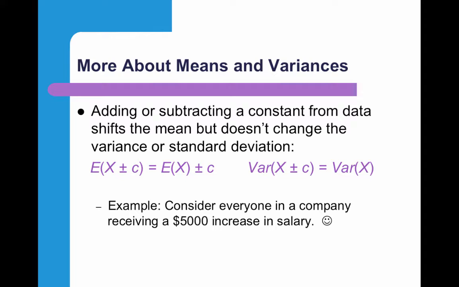For example, consider everybody in a company receiving a $5,000 increase in salary. So if the original mean was $30,000 and everybody got an increase, the mean is also going to shift. Everybody's shifting up. So now the mean would be $35,000. However, because the lowest person got a $5,000 increase and the highest person got a $5,000 increase, they still have the same spread between them. So your variance and standard deviation are not going to change.